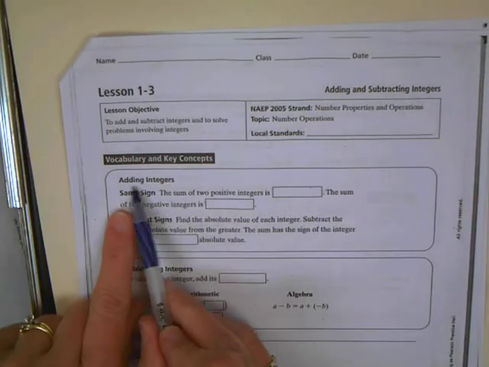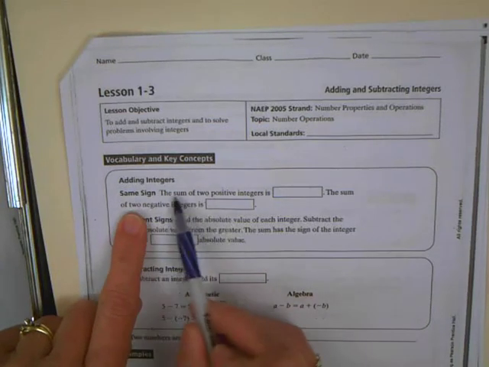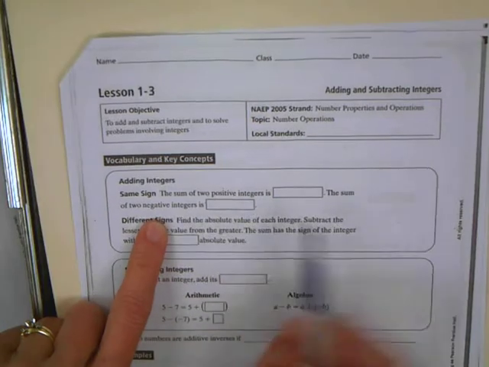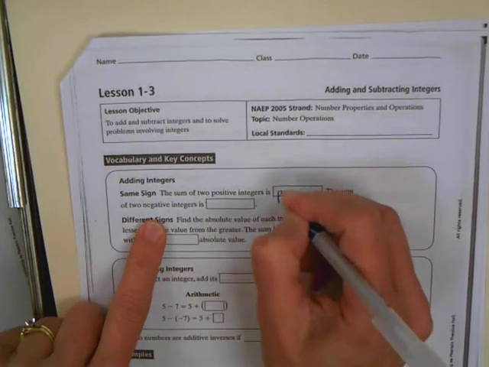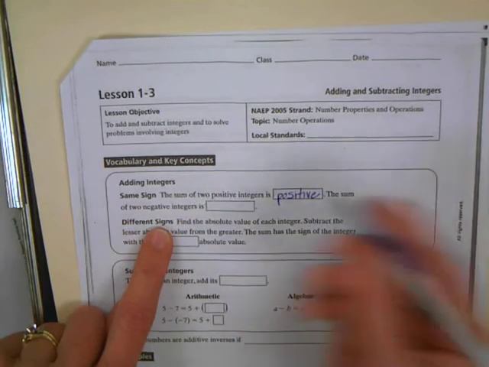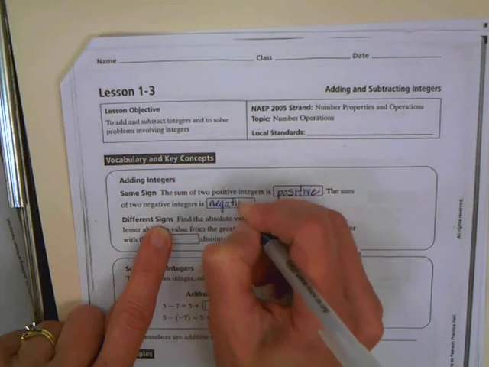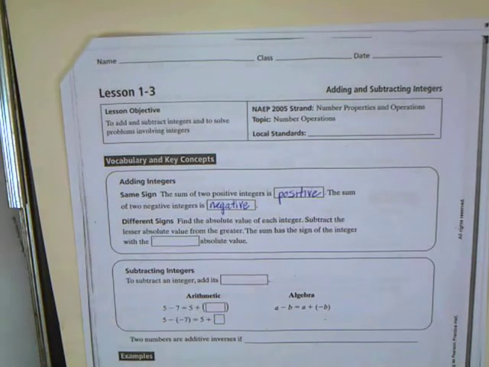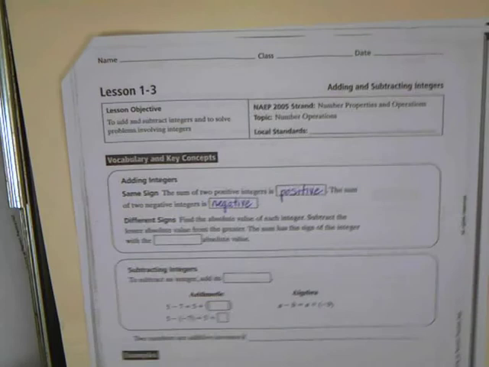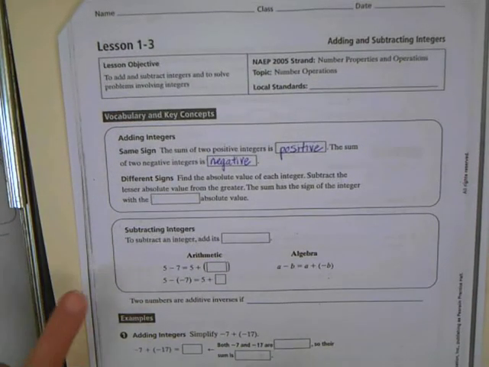All right, so we want to first look at adding integers. If we are adding integers with the same sign, the sum of two positive integers is positive. The sum of two negative integers is negative. So if you're adding things of the same sign, the sum will have the same sign. It's when you have different signs that you need to be careful.